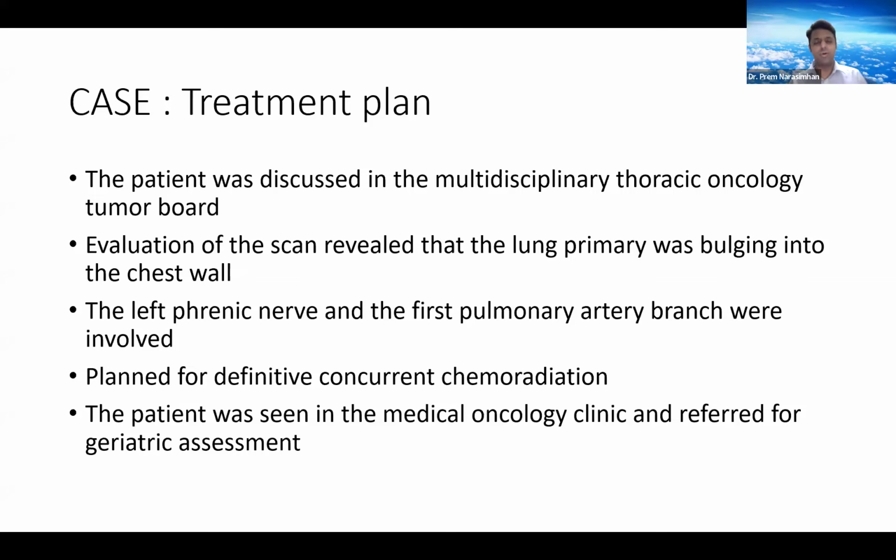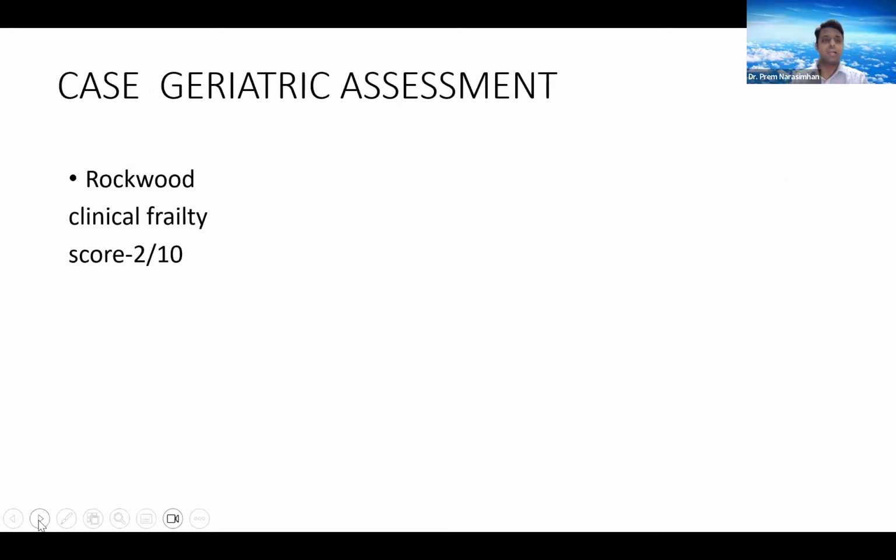Okay, as our oncology friends have just mentioned, it was obviously discussed in the multidisciplinary tumor board, the thoracic oncology board, and evaluation of the scan revealed the primary was bulging into the chest wall, and the phrenic nerve and the first pulmonary artery branch were involved. So the plan is for definitive concurrent chemo radiation. The patient was seen in the medical oncology clinic and referred for the geriatric assessment. So let me get into the geriatricians here.